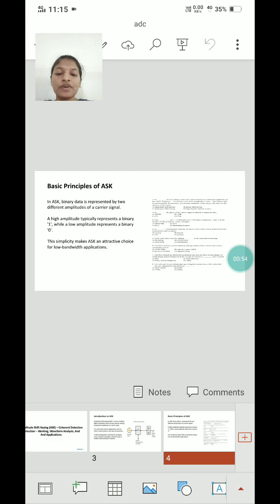Basic principles of amplitude shift keying. In amplitude shift keying, binary data is represented by two different amplitudes of the carrier signal. A high amplitude typically represents a binary 1, while a low amplitude represents a binary 0. This simplicity makes amplitude shift keying an attractive choice for low bandwidth applications.